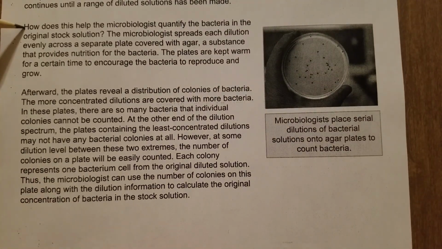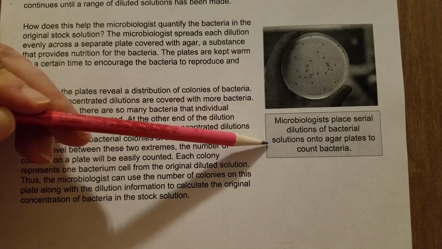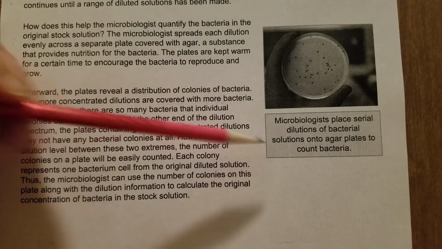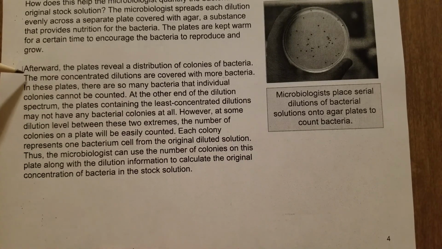How does this help the microbiologist quantify the bacteria in the original stock solution? The microbiologist spreads each dilution evenly across a separate plate covered with agar, a substance that provides nutrition for the bacteria. The plates are kept warm for a certain time to encourage the bacteria to reproduce and grow. Microbiologists place several dilutions of bacterial solutions onto agar plates to count bacteria. Afterward, the plates reveal a distribution of colonies of bacteria.